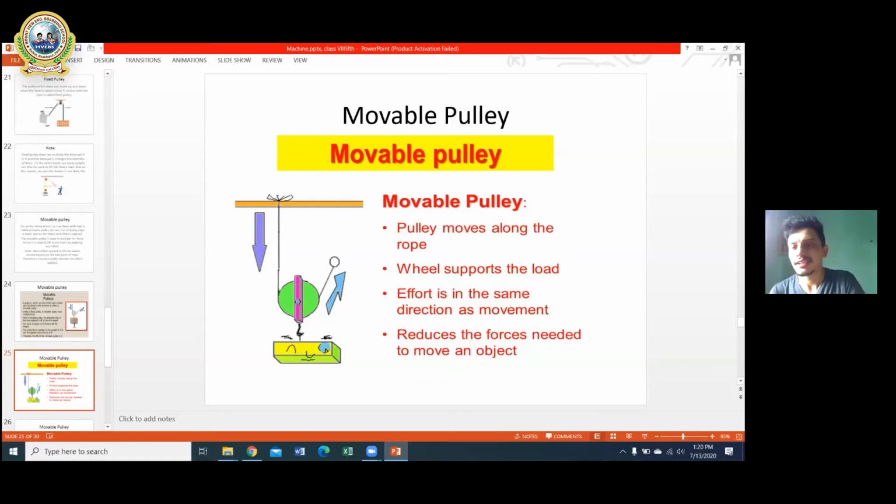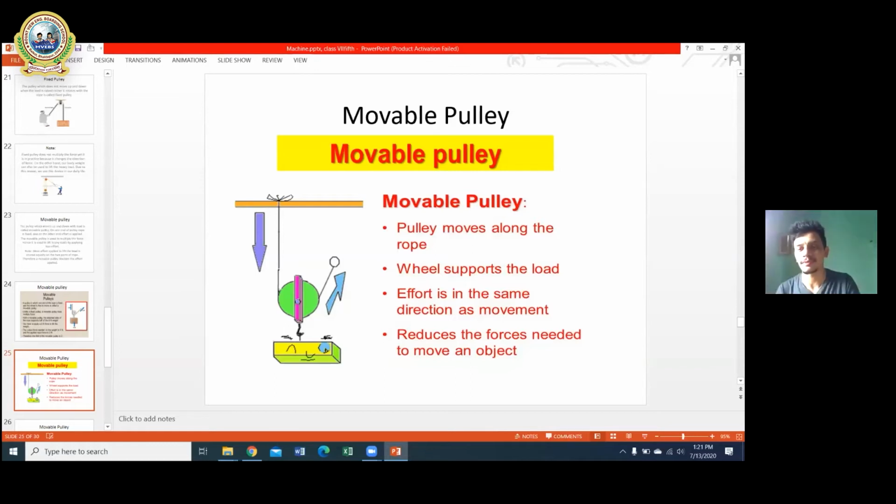From one rope 25 newton and from another 25. That means how much force you have to apply in total? 25 newton. Suppose you'll have to carry a 50 newton load. In that case, how much force you'll have to apply?